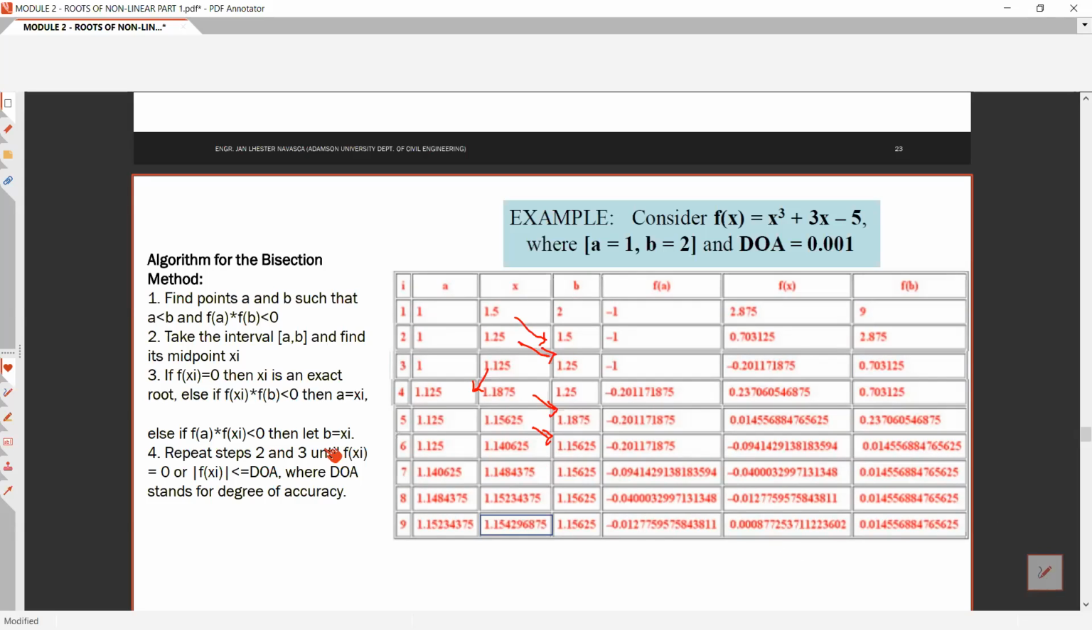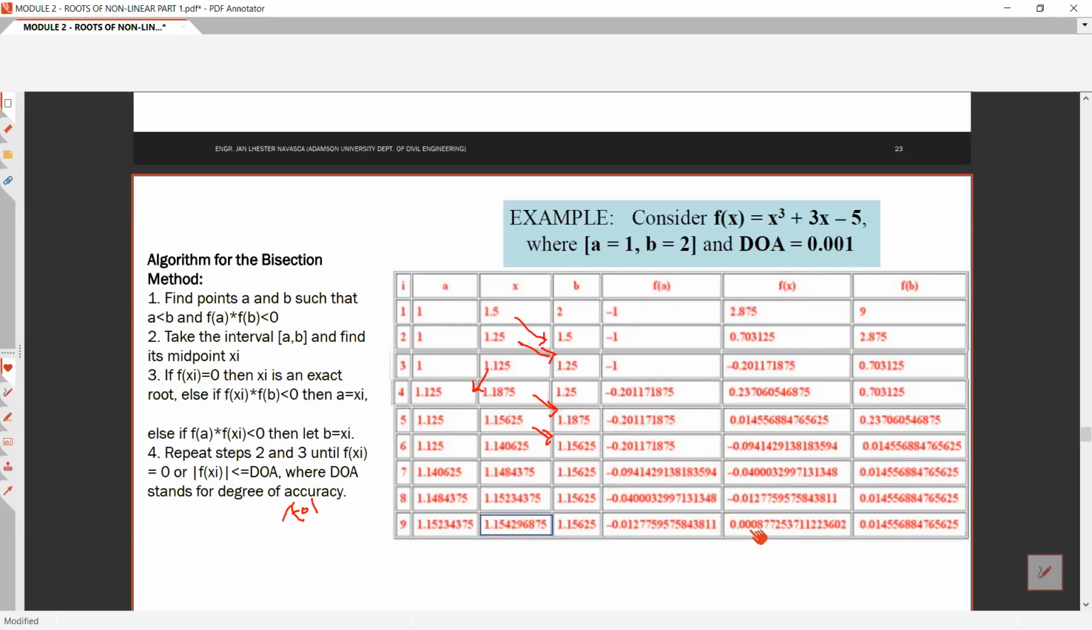Until such time na yung degree of accuracy nakalagay dito is 0.001, such that yung f of x is less than 0.001. Absolute value ha. Ito, absolute value of f of xi is less than or equal to the degree of accuracy, or tolerance. Tolerance din ang tawag dito. So, dito ba? Hindi pa po. Dito, hindi pa rin. Sa 8th iteration, hindi pa rin. Sa 9th iteration, yes, na yan.